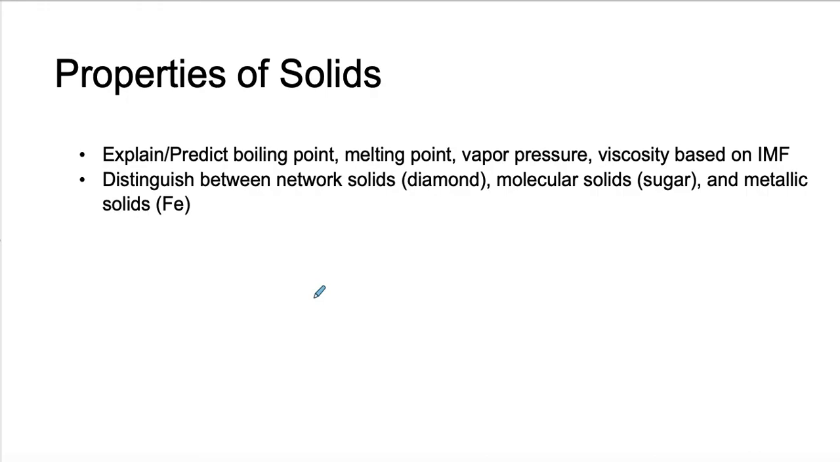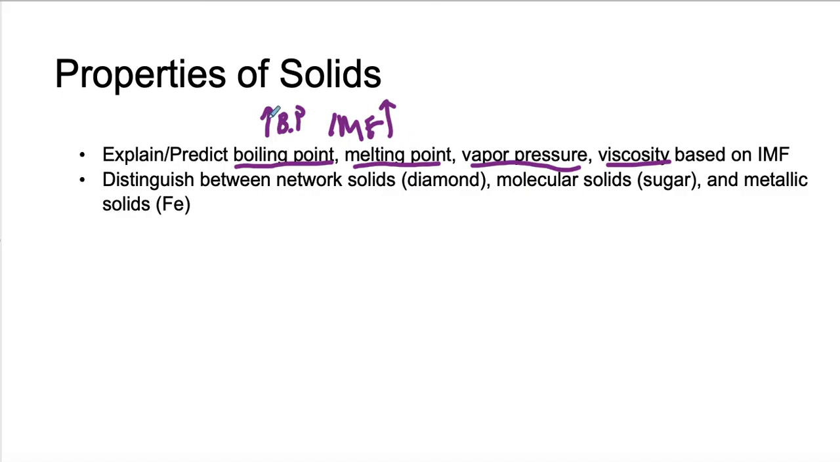All right, so if you understand about IMFs, then they can explain some of these properties. These are the properties that you should be able to explain: boiling point, melting point, vapor pressure, viscosity. Boiling point and melting point are essentially the same thing. So you need a higher boiling point if your IMFs are strong. If you have a strong IMF, then you're going to have a high boiling point or a high melting point.